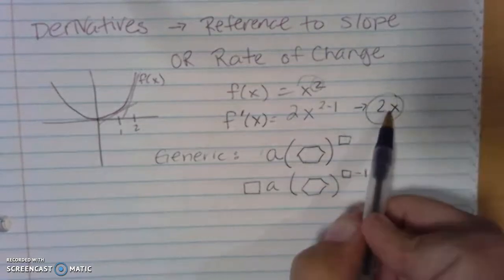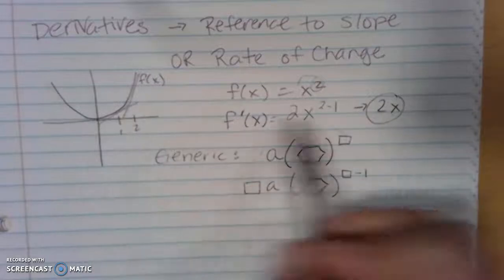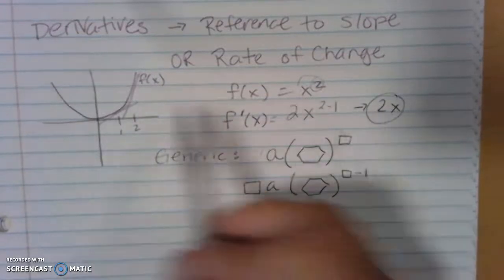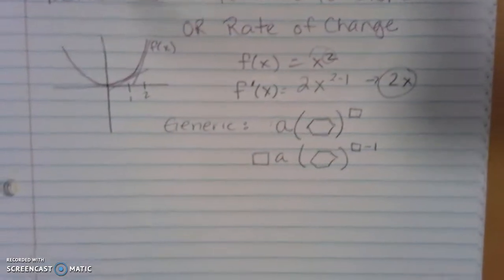So if I want to know what the derivative is at 1, I plug 1 in. So this has a slope of 2. I want to know what the slope is at 2. This line right here, 2 times 2 is 4. So the slopes are different at all those different positions. Let me go through a couple of examples.